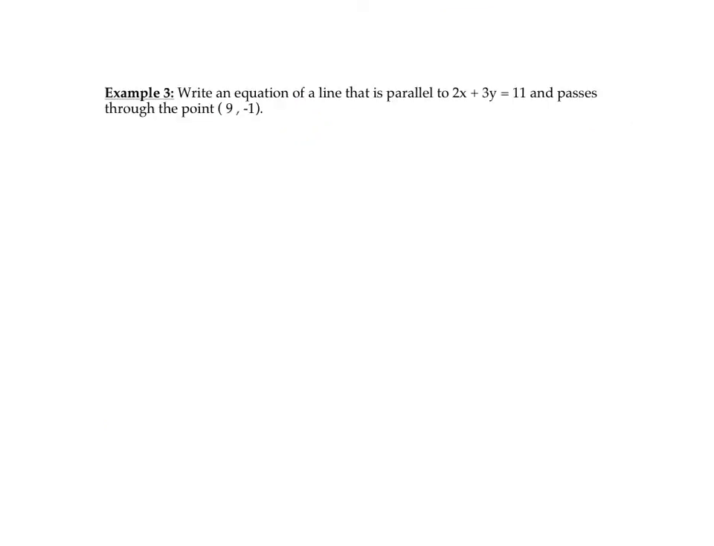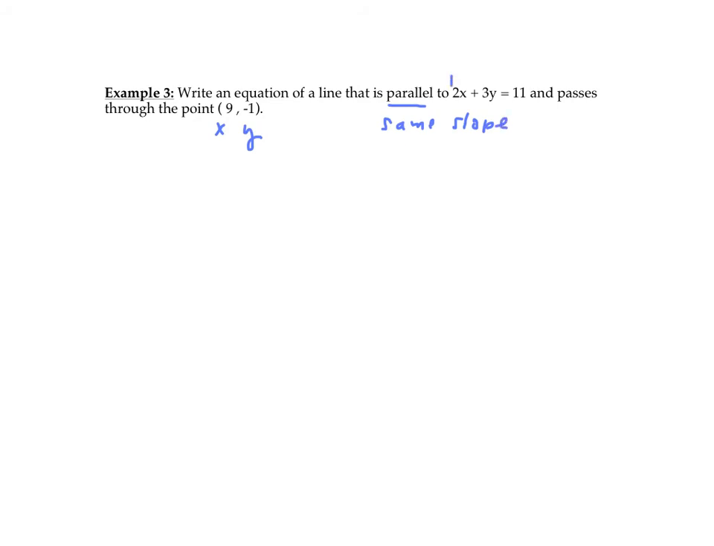In our third example, we're asked to write an equation of a line that is parallel to 2x plus 3y equals 11 and passes through the point (9, negative 1). Okay, so again, think of this as we have two clues. We're told that our line is going to be parallel to the given line and it goes to this point. So we're going to call that an x value and a y value. Okay, if the lines are parallel, then they have the same slope.